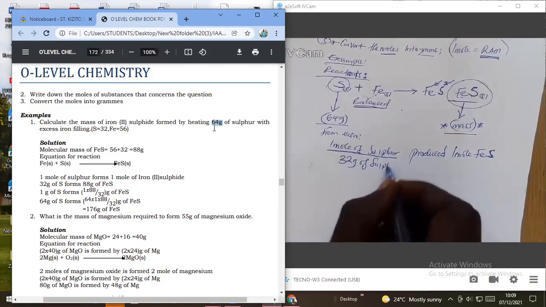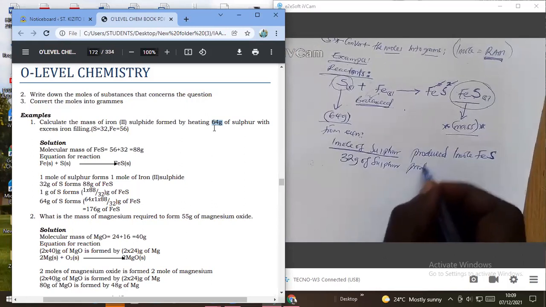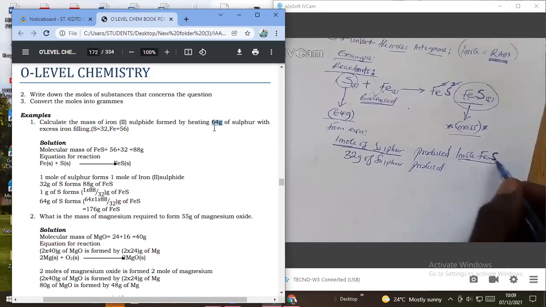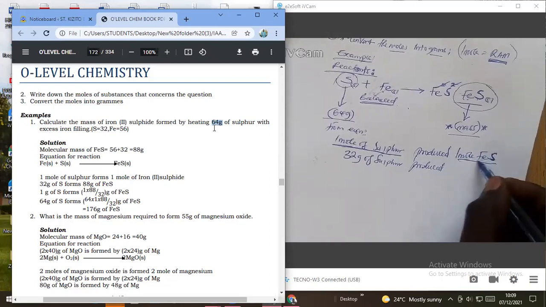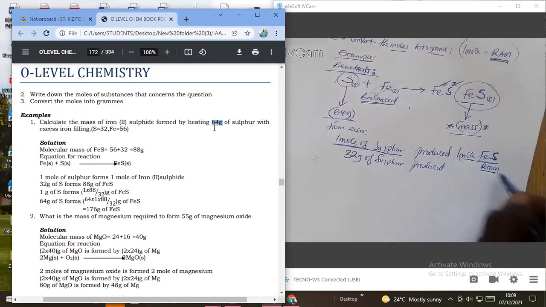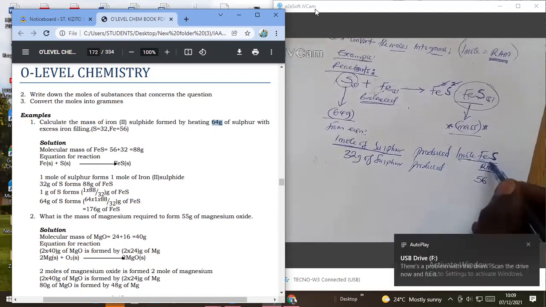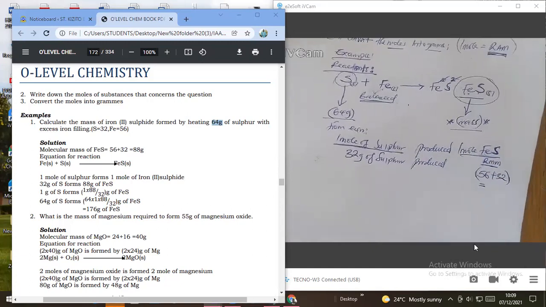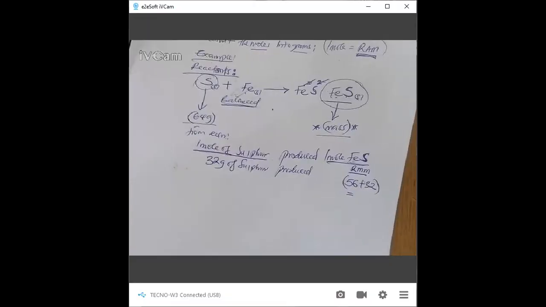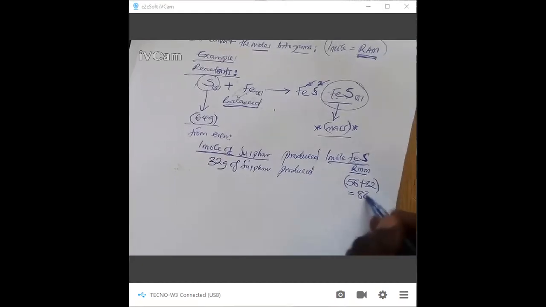of sulfur produced 1 mole of iron sulfide. This one now you get the relative molecular mass, isn't it? So the relative molecular mass of iron sulfide, they have given you iron as 56 plus sulfur, which is 32. What is the answer? It's 88. It is 88 grams.